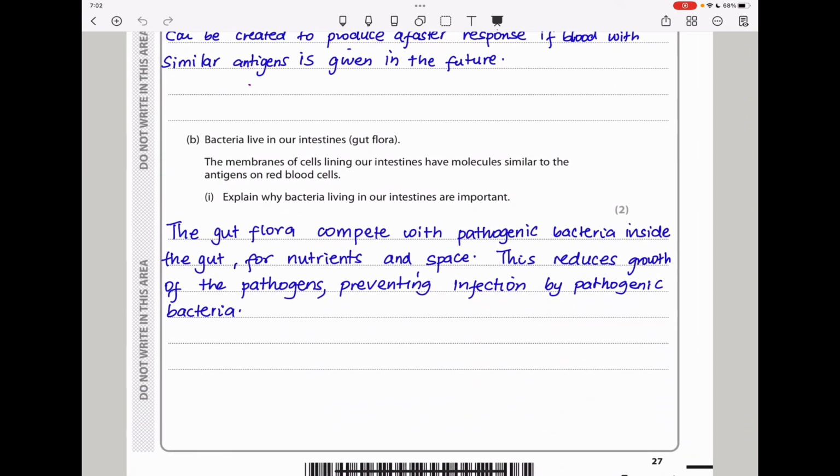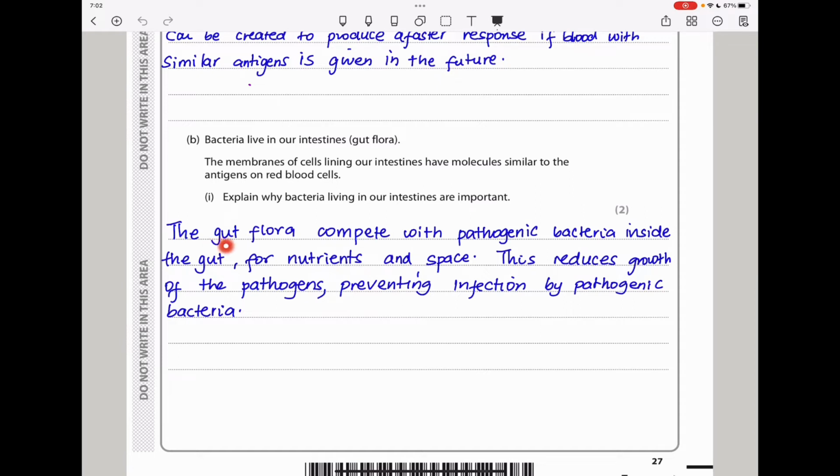So here we see the next part says, bacteria live in our intestine, which we call the gut flora. The membranes of cells lining our intestines have molecules similar to antigens on red blood cells. They say, explain why bacteria living in our intestines are important. They are important because, of course, this is a common question, they compete with the pathogens for space and nutrients, and most of the time, they do outcompete the pathogens, protecting us from infection or from disease.